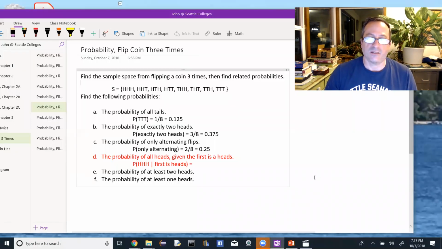Okay, back. Little computer issue there. So I think we just did the probability of only alternating flips.